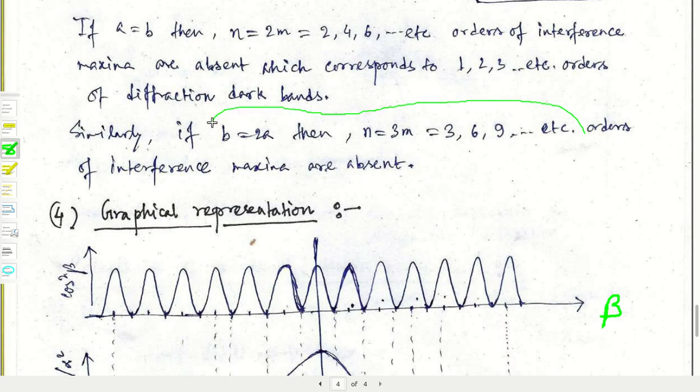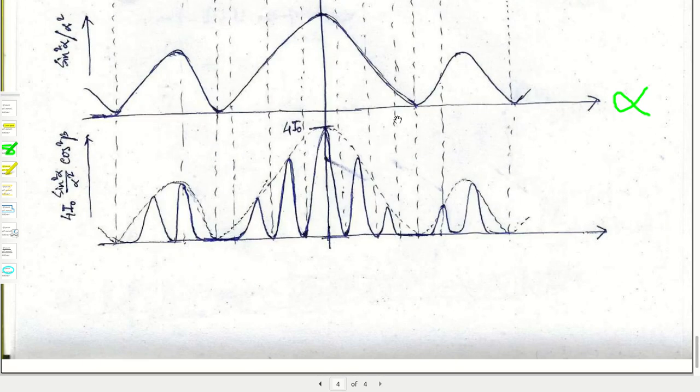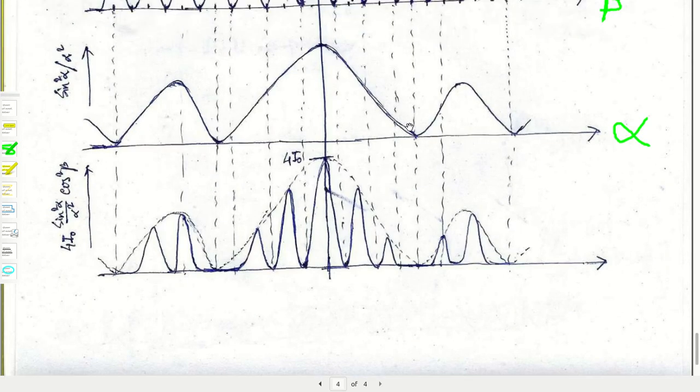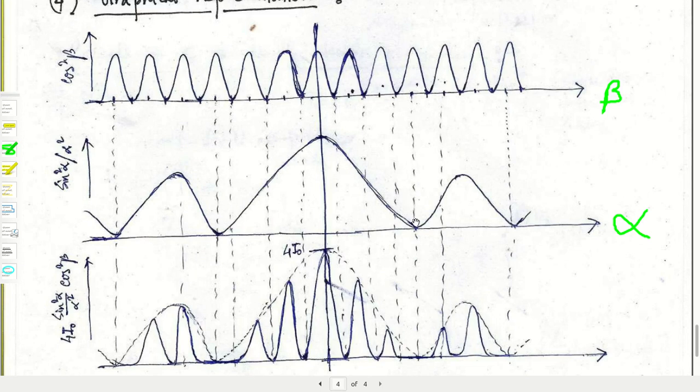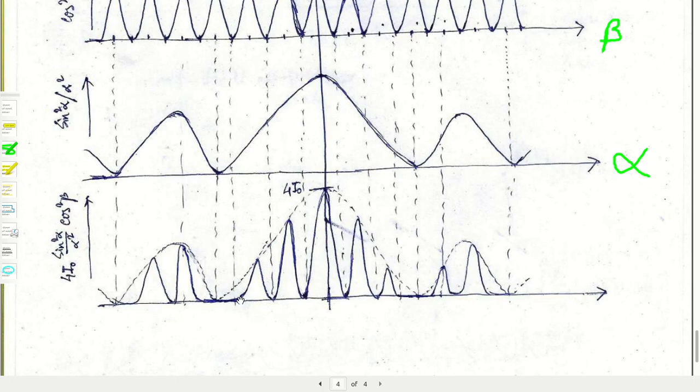where you have assumed that b is equal to twice a, that is the opaque space length is twice the slit width. So n is equal to 3m. So the 3rd, 6th, 9th order of the interference maxima will be absent from your spectra, and you can see from here the diffraction minimum falls on the interference maximum at the 3rd order, on the right hand side and also on the left hand side, the 3rd order maxima of interference falls at the first minimum of the diffraction pattern. So these patterns will be missing.